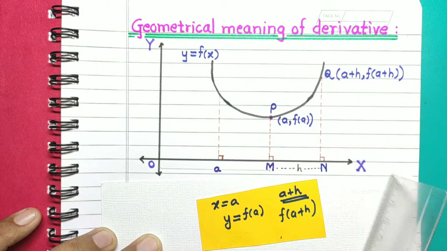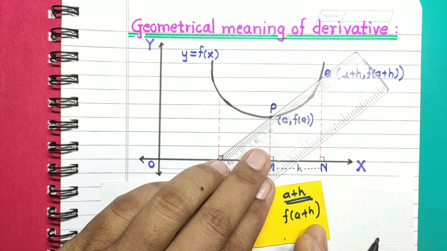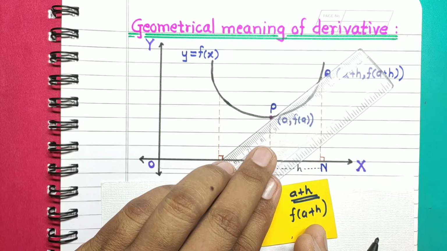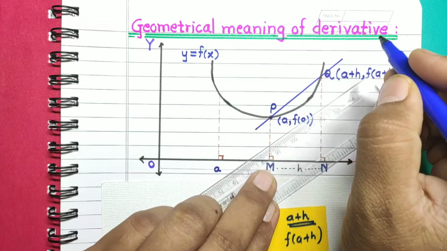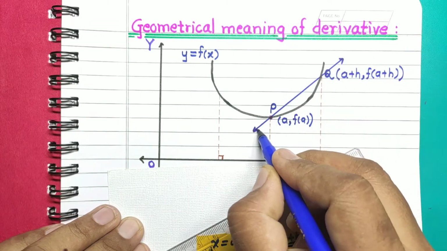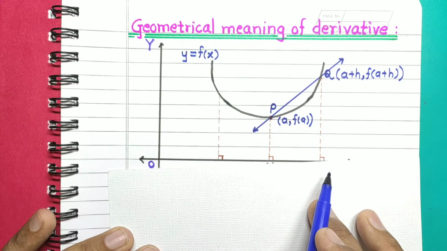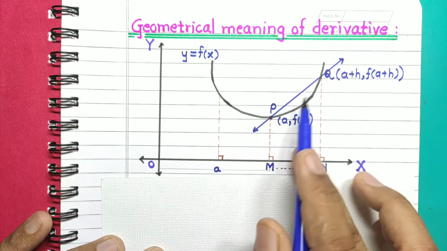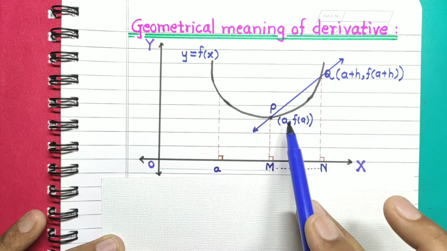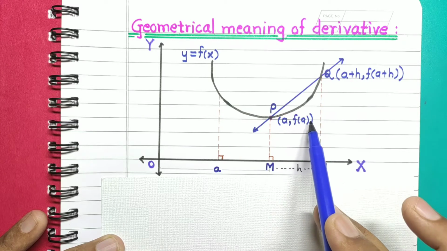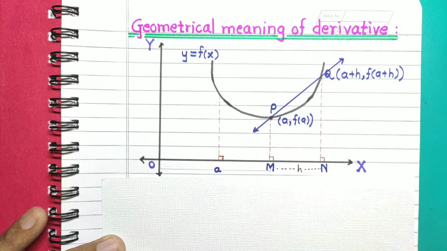Now let's consider the line passing through point P and Q. We know that a line passing through any two distinct points of any curve is the secant for that curve. So here we have secant PQ, and P and Q are points on this line. So with their coordinates we can find the slope of secant PQ.